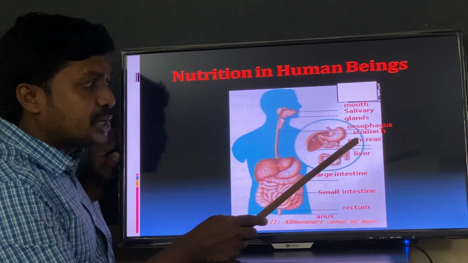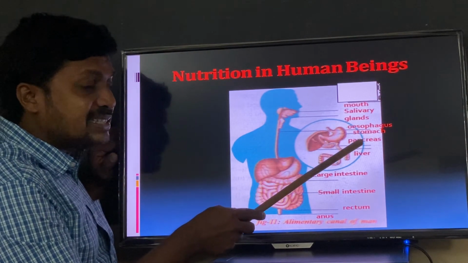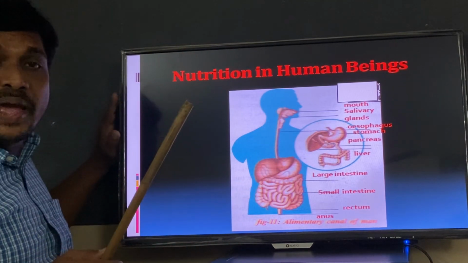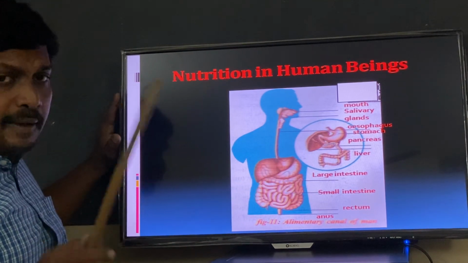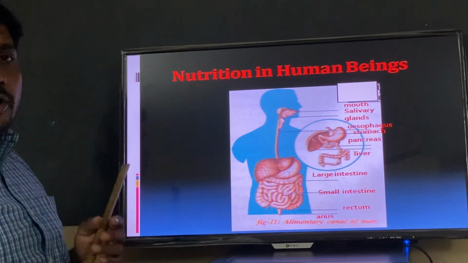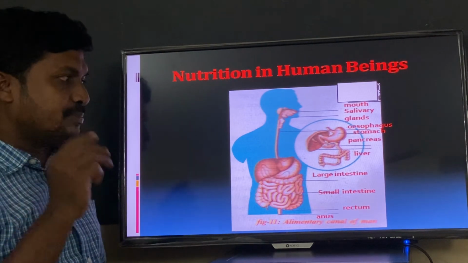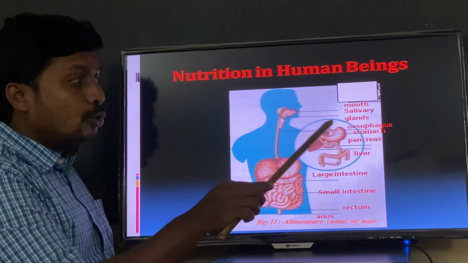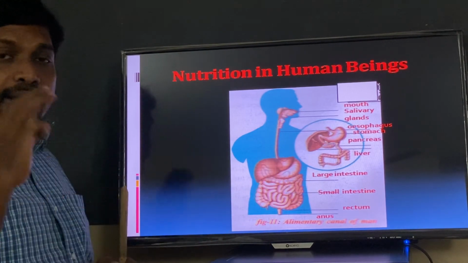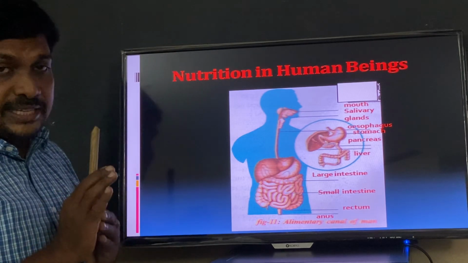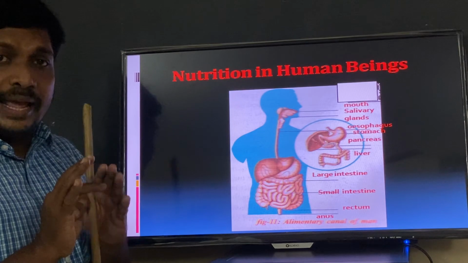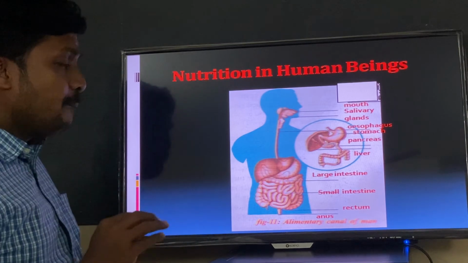Here another connection to duodenum is pancreas. Pancreas releases a juice known as pancreatic juice. Pancreatic juice again contains three enzymes. What are they? Trypsin, amylase, lipase.